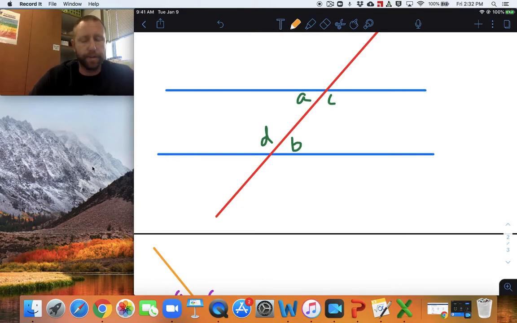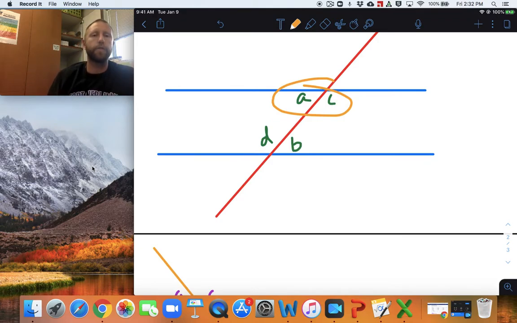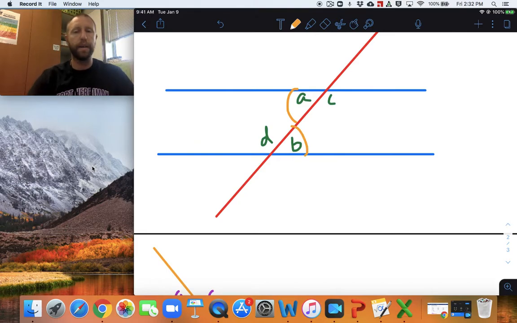Angle A and angle C are at the same intersection. So when we talk about alternate interior angles, we're talking about angles that are at opposite intersections. Okay, so A and C cannot be alternate interior angles. It would be angle A and angle B.